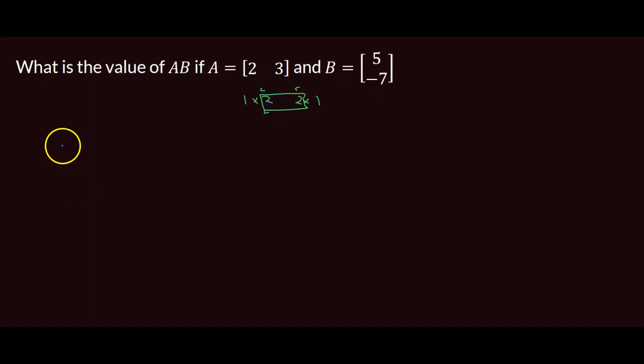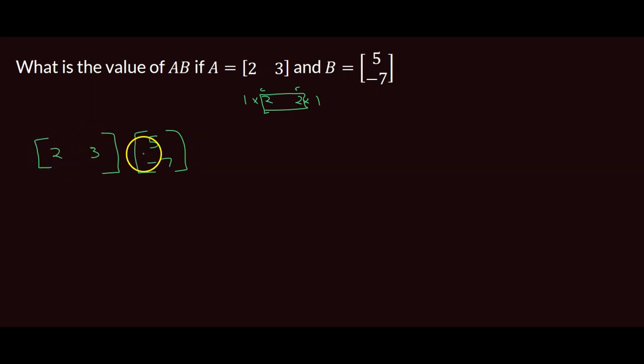So let's go ahead and do the multiplication. So we have [2, 3] multiplied by [5, negative 7]. So we have just 1 row. We have 1 row here.